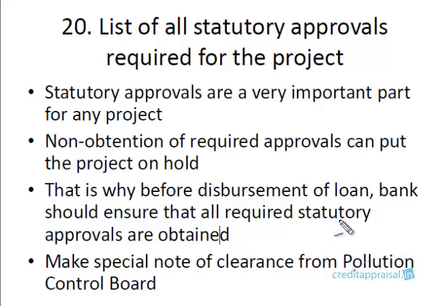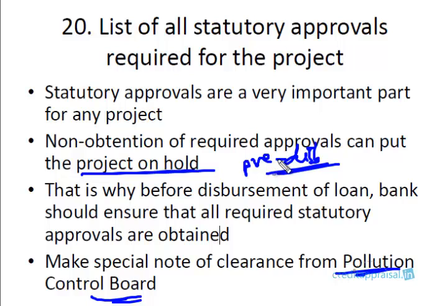And in case anything is pending, you have to stipulate a pre-disbursement condition, because if you don't get the approval, the entire project can be put on hold. Okay, so in case any approval is pending, make it a pre-disbursement condition. Before disbursement of the loan, you have to ensure that that particular approval is obtained. Okay, and in particular, make a special note of the pollution control board clearance. This is a must for every project.